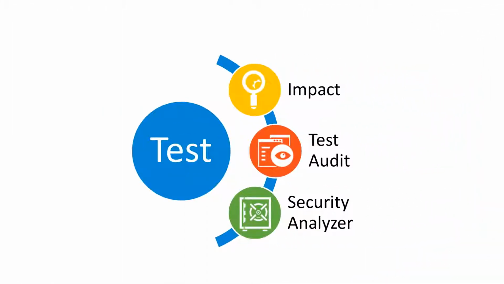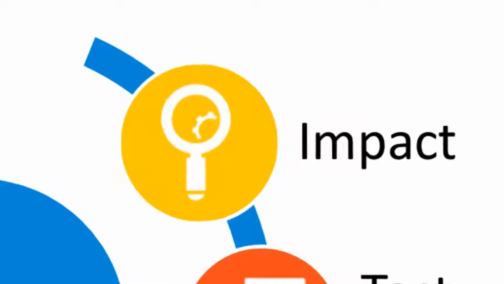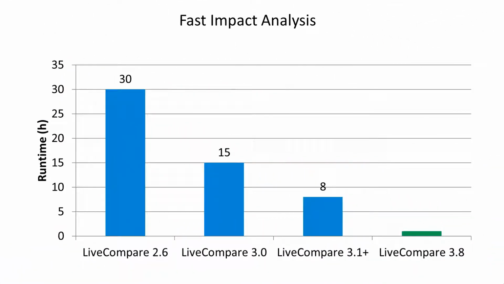LiveCompare has many apps that focus on the DevOps test phase. Here are the top 3. Impact has many enhancements in 3.8. First off, it's faster. We improve the collection of used and changing object dependencies by implementing incremental object link updates. An analysis that used to take 8 hours to run now completes in less than 1 hour.